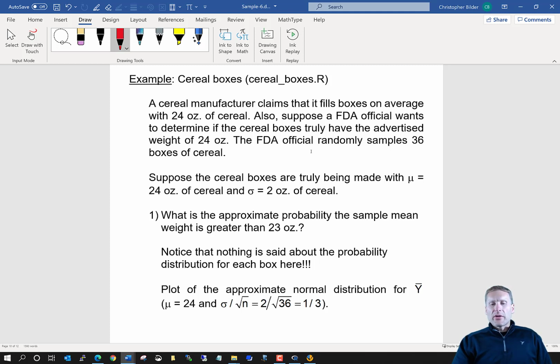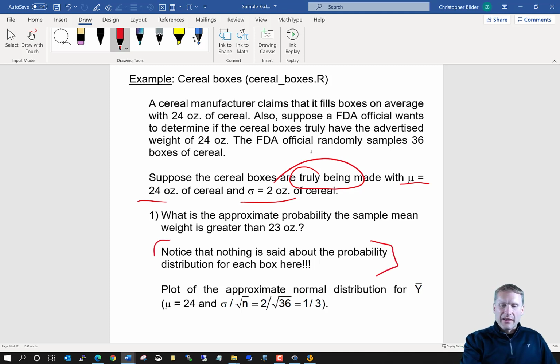So suppose the cereal boxes are actually truly being filled correctly with a mean of 24 ounces, standard deviation of 2 ounces. Perhaps it's a little bit too much, but that's okay. What is the approximate probability the sample mean weight is actually greater than 23 ounces? Notice I'm not saying anything about giving a name for a probability distribution here.